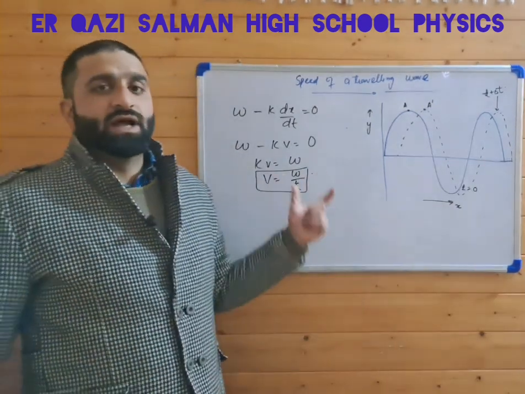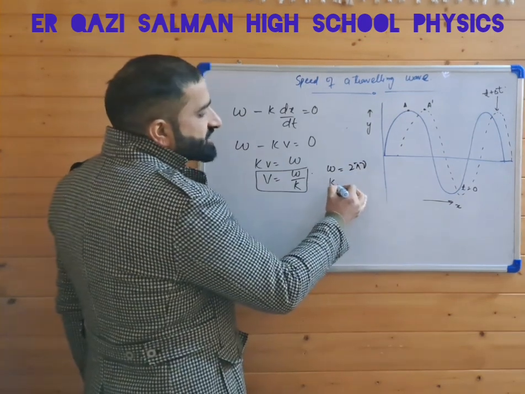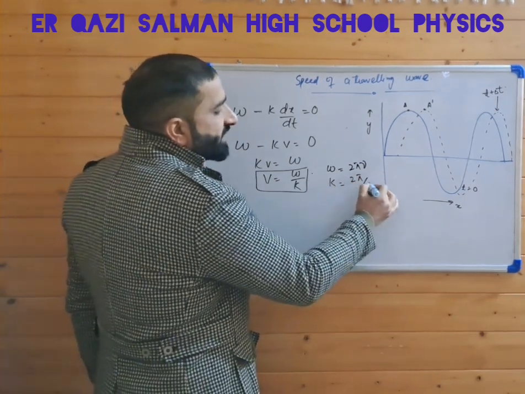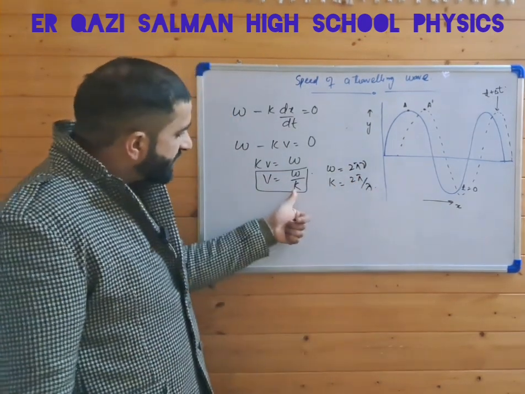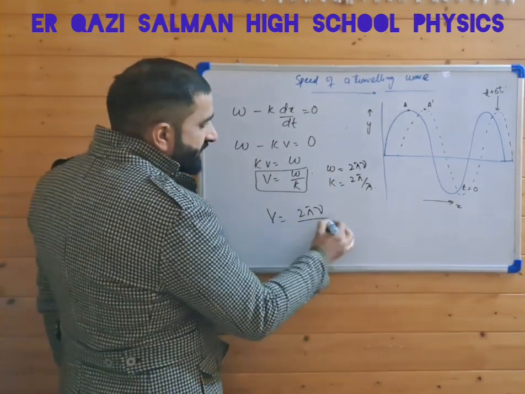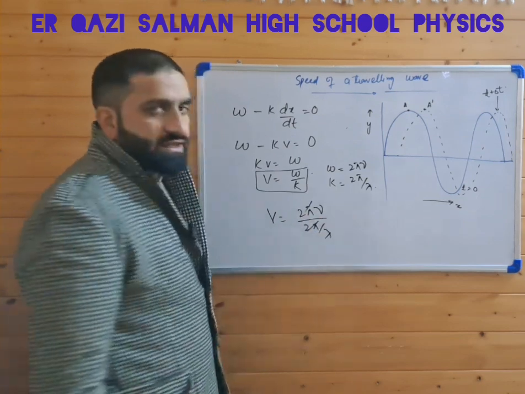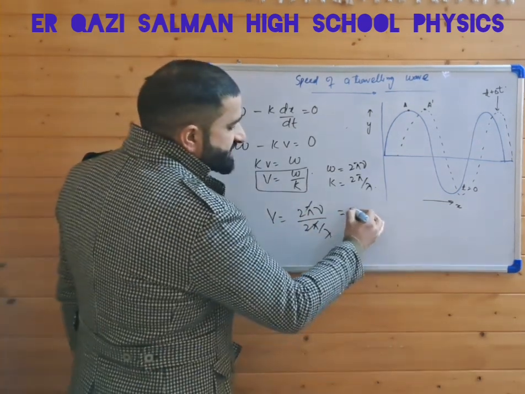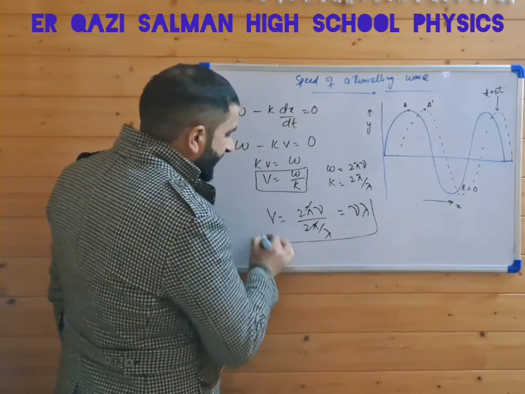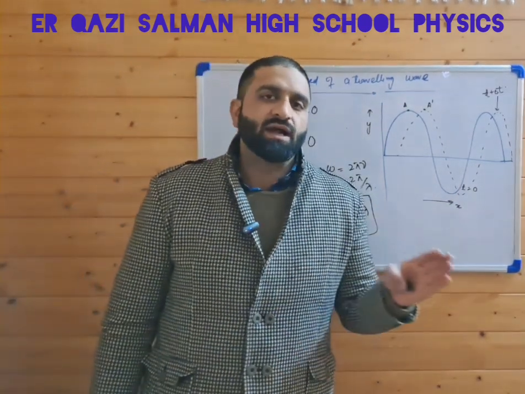We also know that omega is equal to 2 pi nu and k, the propagation constant, is equal to 2 pi divided by lambda. Putting the values in this equation, v comes out to be 2 pi nu divided by 2 pi by lambda. 2 pi cancels, lambda comes up, that means v is equal to nu into lambda. So the velocity of the traveling wave is the product of the frequency and the wavelength.